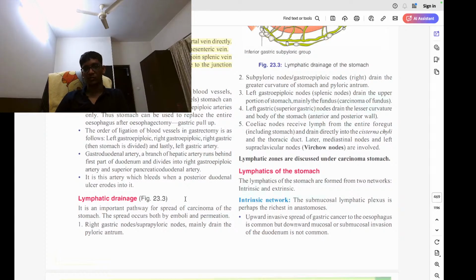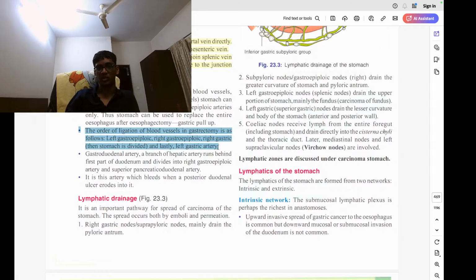The order of ligation of blood vessels in gastrectomy is as follows: left gastroepiploic, right gastroepiploic, then right gastric, then the stomach is divided. Lastly, you divide the left gastric artery. Okay, this order might be important.